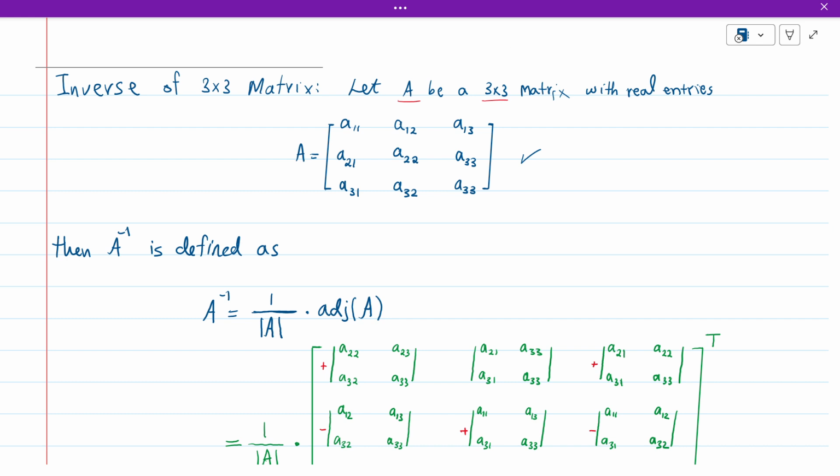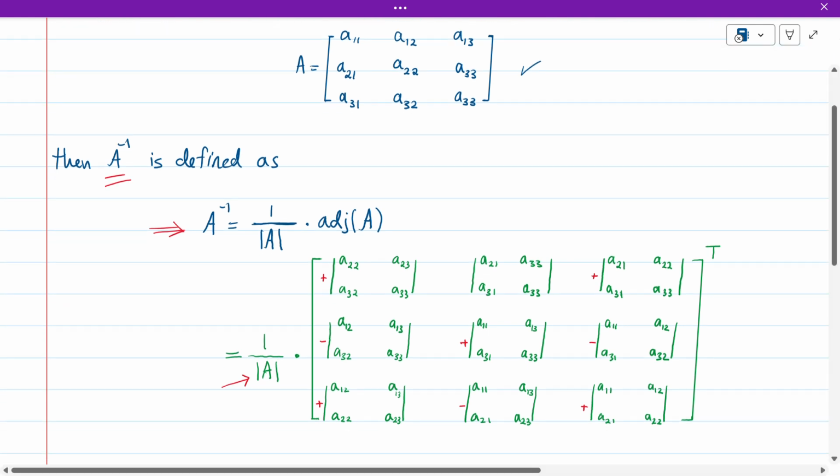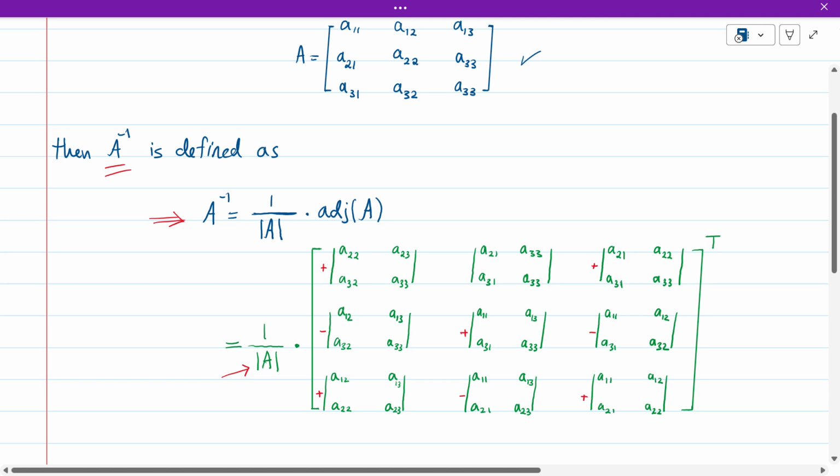So the inverse of this matrix, A inverse, we have talked about before, is given using this formula. And what this formula says is 1 over the determinant of A times the adjugate of A. Determinant of 3 by 3 matrices, you are already familiar with and you know how to find it from the previous videos. And the adjugate of the 3 by 3 matrix is this big matrix.